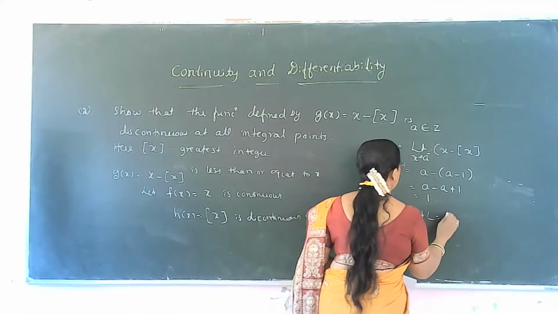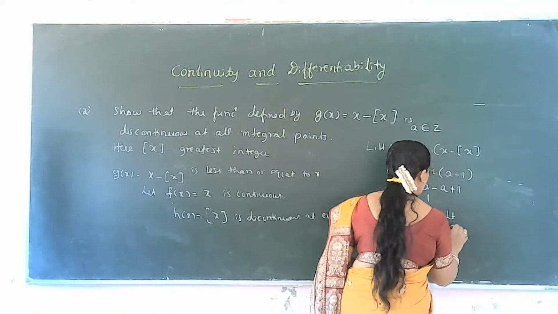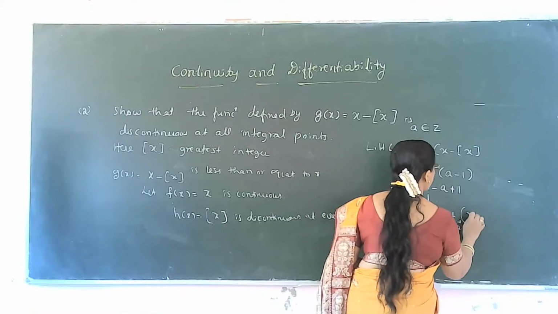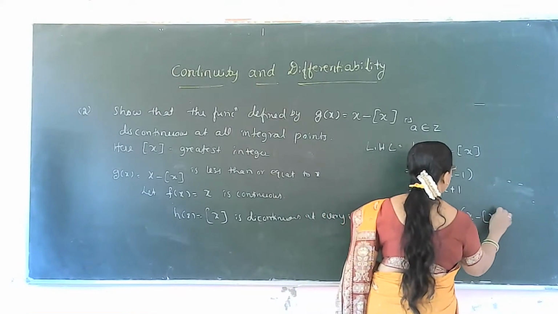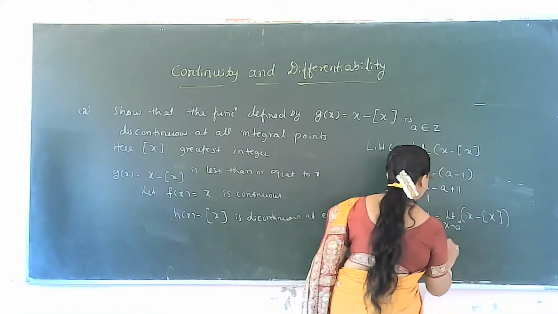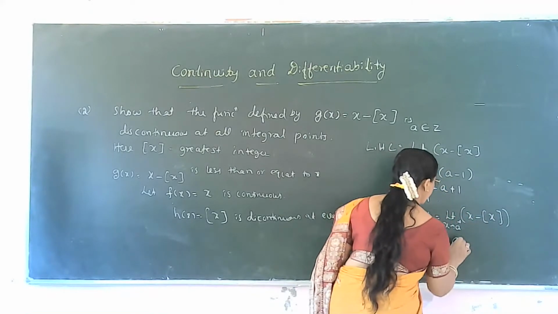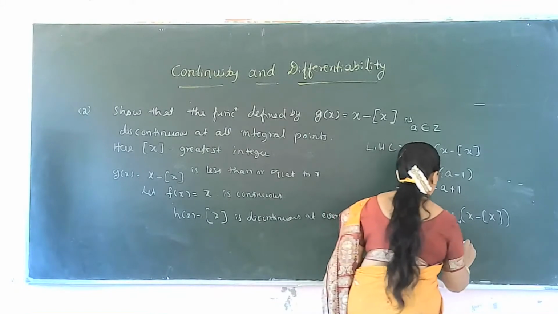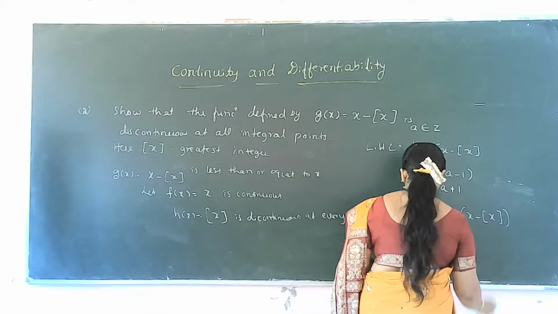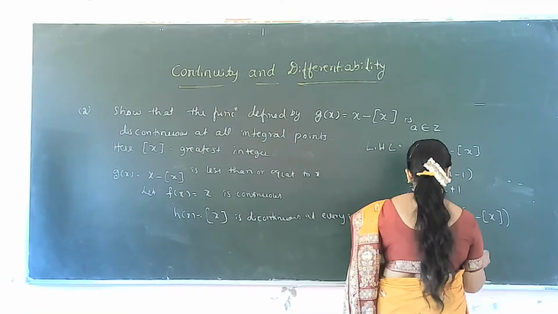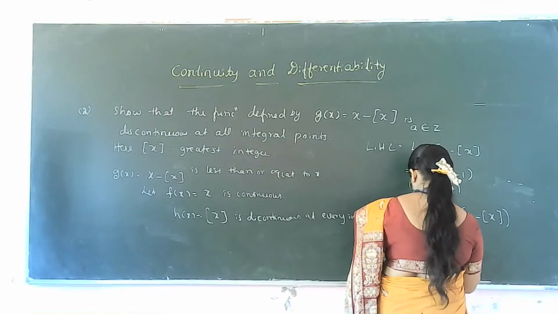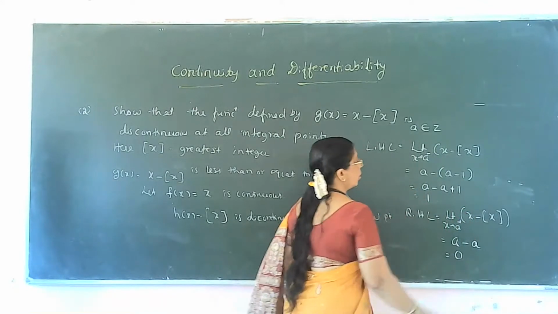RHL. Here the limit of x tends to a plus of x minus the greatest integer function is equal to a minus a, which is equal to 0.